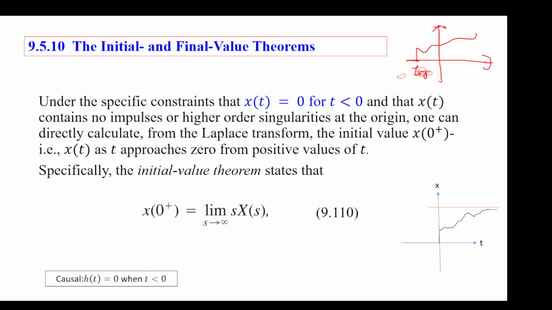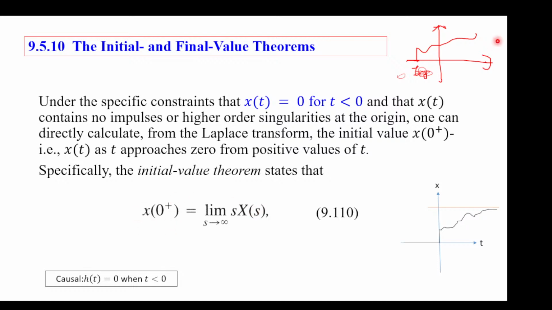The interesting property says that if a signal starts from 0, so x of t is 0 for t less than 0, and it is nice at t equals 0, so there is no impulse or weird things, then the Laplace transform can tell you the starting point of x of t very easily. You can get x of 0 plus, where x of t starts when t equals 0, from the initial value theorem.